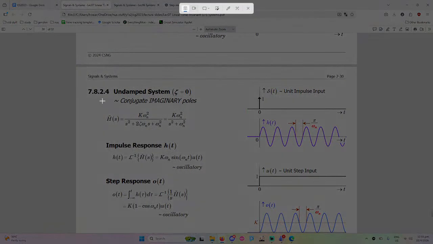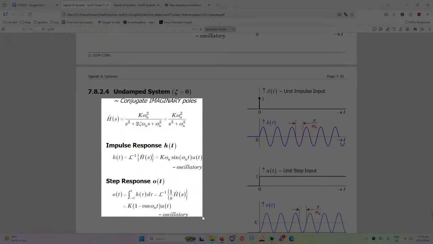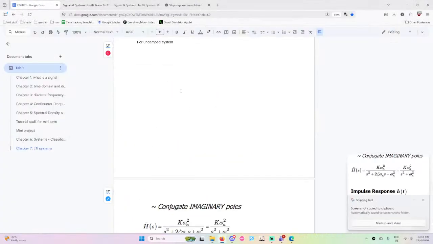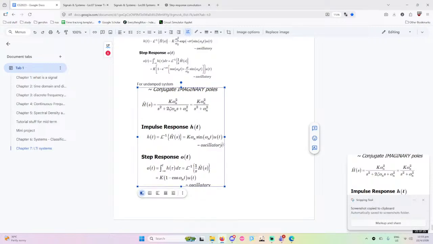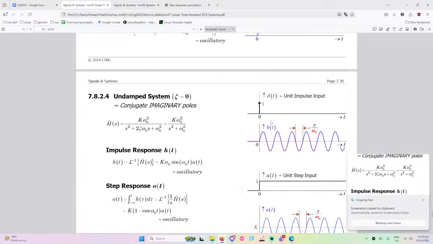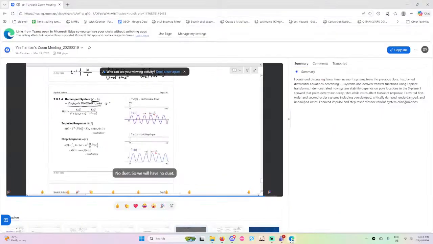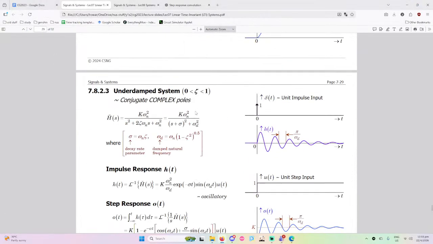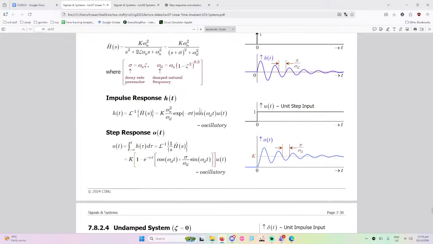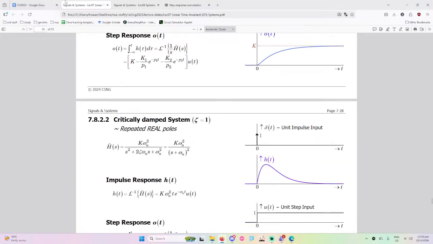Now let's look at the last case of the second order systems. In the last case, we have the damping ratio equal to 0. So in this case, we will have conjugate imaginary poles. Since we have conjugate imaginary poles, we know that the real part of the poles is equal to 0. If the real part of the poles is equal to 0, will there be any decay or not? No decay. So we will have no decay. Will there be any oscillations or not? Yes, we have oscillations.